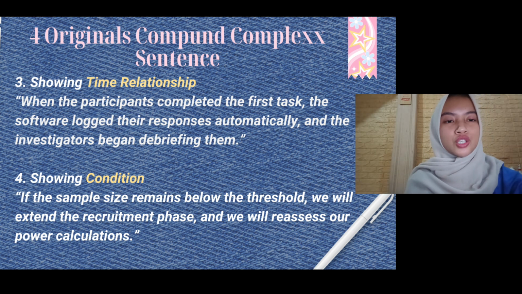The next one is showing condition. If the sample size remains below the threshold, we will extend the recruitment phase and we will reassess our power calculations. If the sample size remains below the threshold is a dependent clause and the subordinating word is if. We will extend the recruitment phase is an independent clause. We will reassess our power calculations is an independent clause. So there are two independent clauses and one dependent clause.